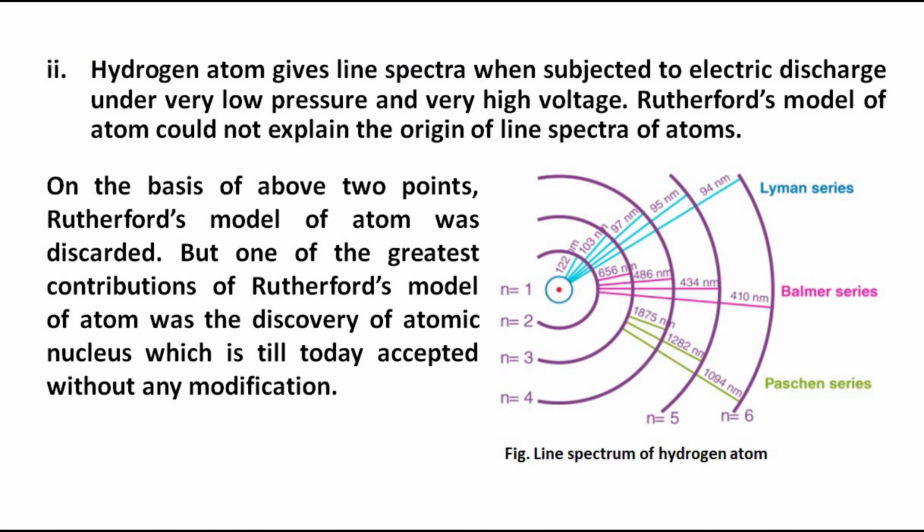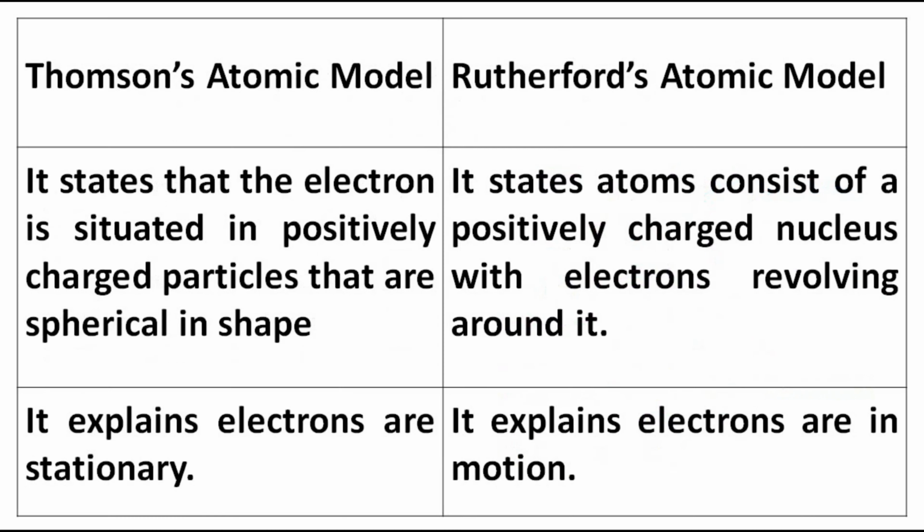Hydrogen atom gives line spectra when subjected to electric discharge under very low pressure and very high voltage. Rutherford's model of the atom could not explain the origin of line spectra of atoms. On the basis of the above two points, Rutherford's model of the atom was discarded. But one of the greatest contributions of Rutherford's model of the atom was the discovery of the atomic nucleus, which is till today accepted without any modification.